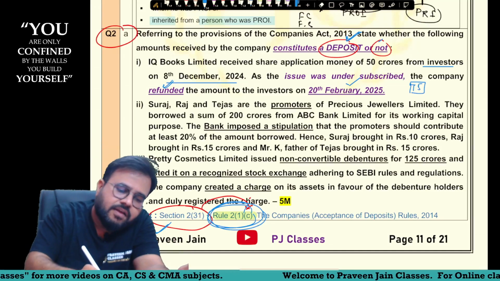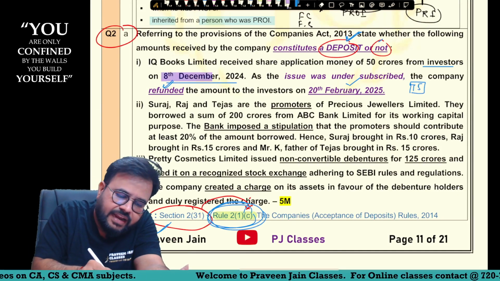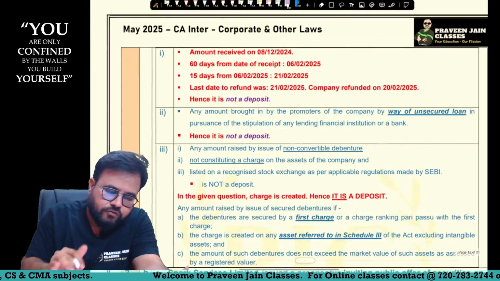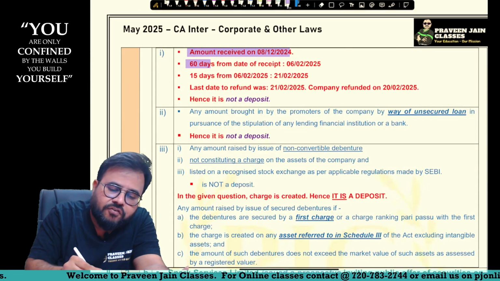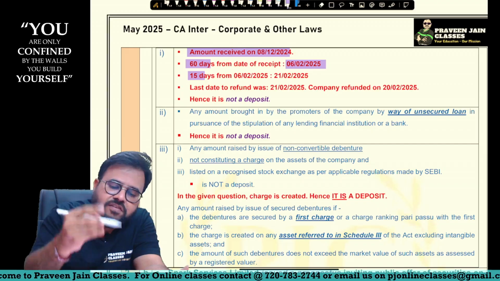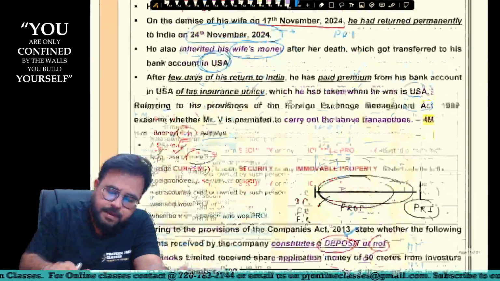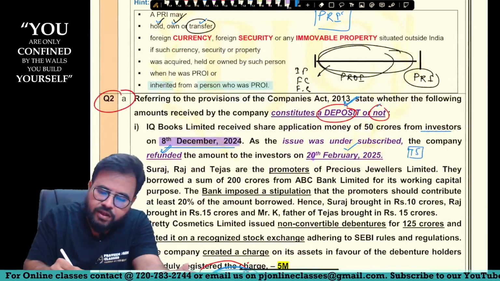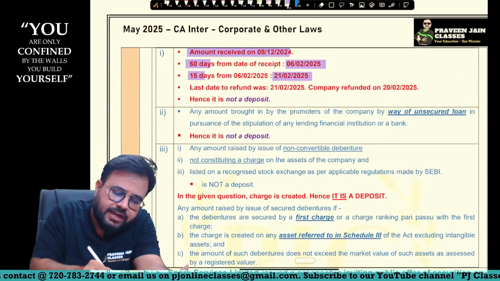So you have to do a mathematical calculation, sir. The amount was received on 8th December 2024. 60 days from the date of receipt will be 6th February 2025. 15 days from 6th February will be 21st February 2025, sir. But the company has refunded one day before, which is 20th February 2025, sir. Hence, it is not a deposit, sir.